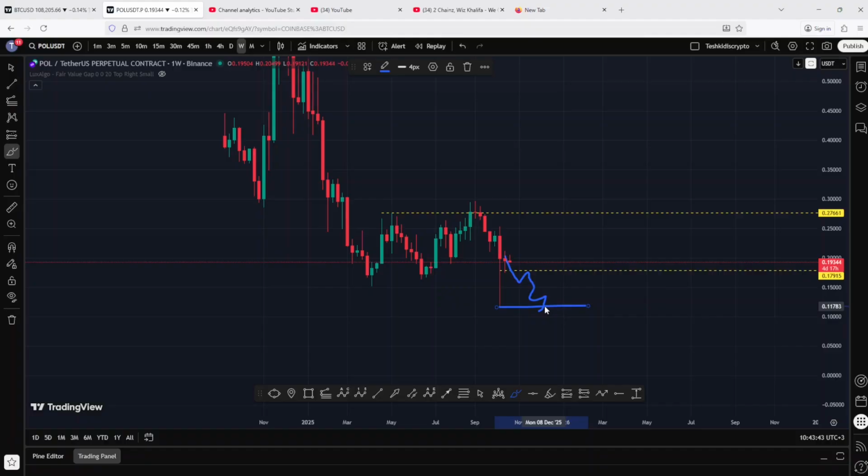So those are the key scenarios that I expect to play out, and I have also shared with you the key areas of resistances that we need to see a break above, and the key areas of supports that we need to continue holding within in the next coming days. And let us be patient and see how that plays out, and that will ensure you stay up to date.